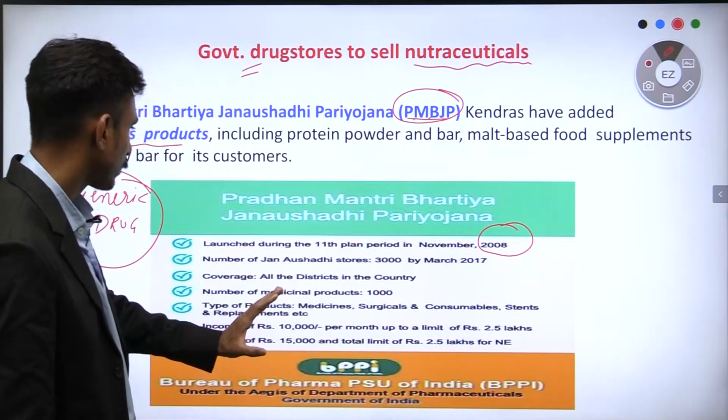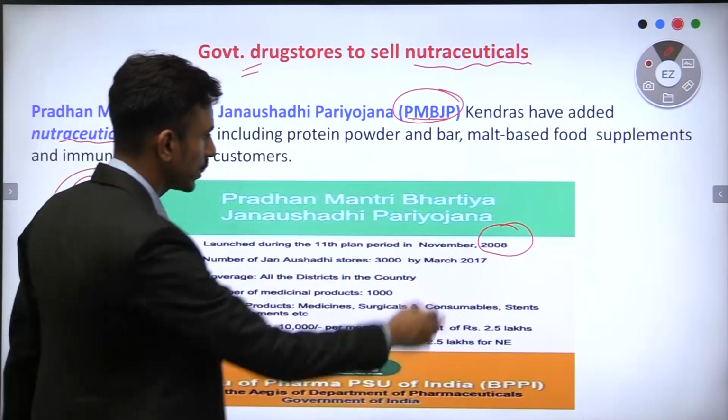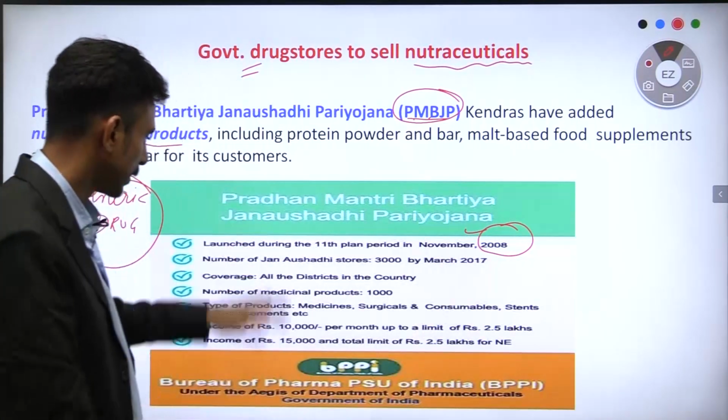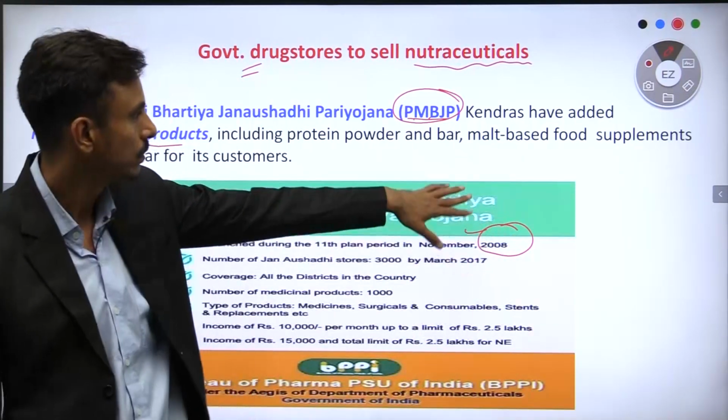Nutraceutical products means protein powder, bars, malt based food supplements, and so on and so forth, right? So it was launched in the year 2008, and these are some details, right? I hope it is clear.